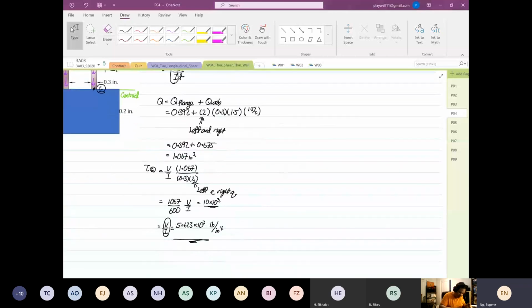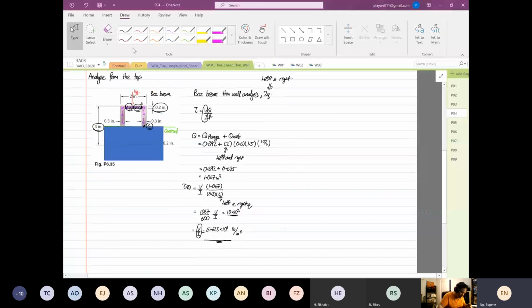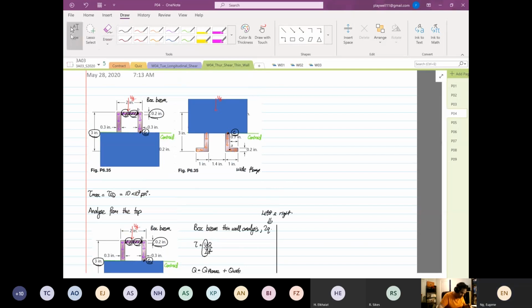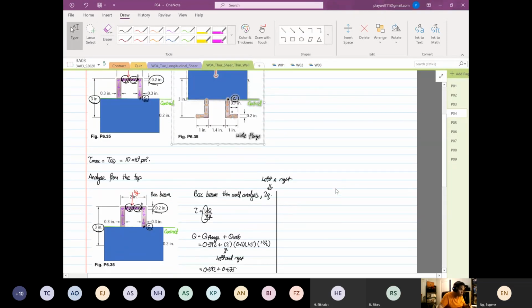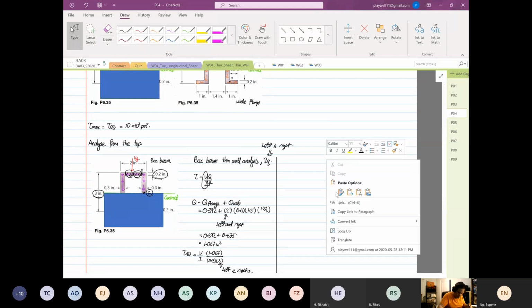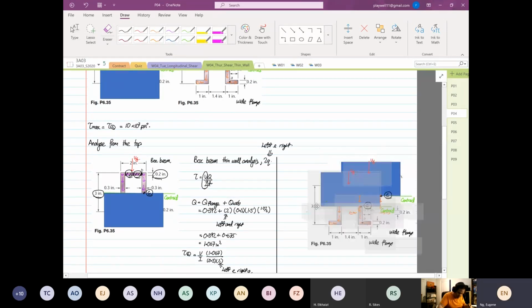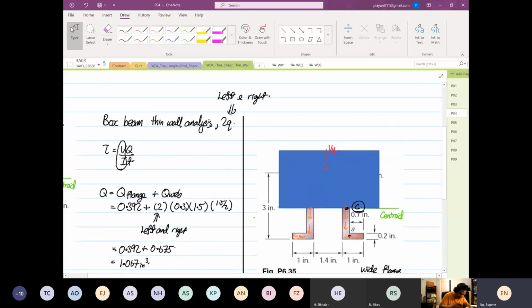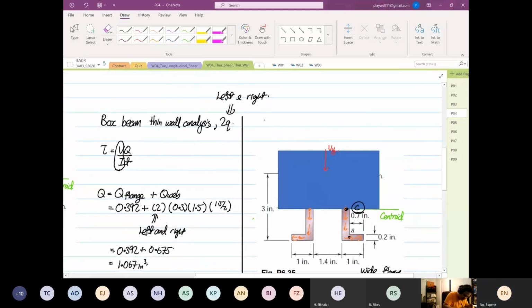I'm going to draw a vertical line. Okay, we're going to do our analysis from the bottom now. So I'm going to cover the top. All right, so we're going to do our analysis from the bottom.